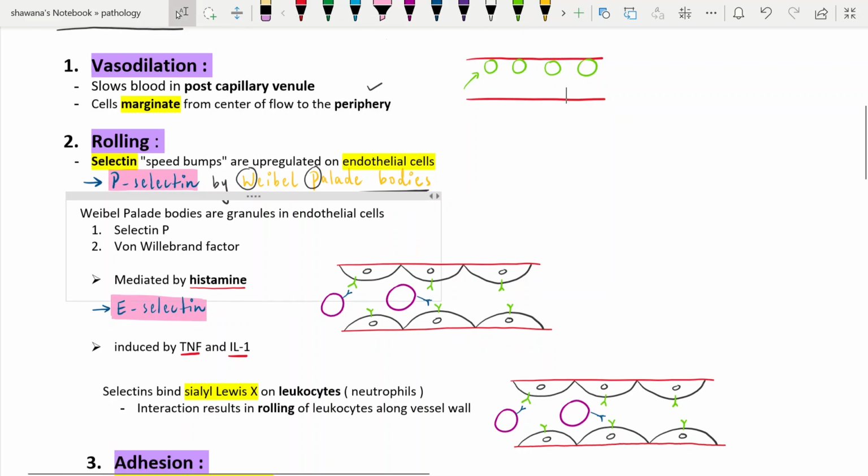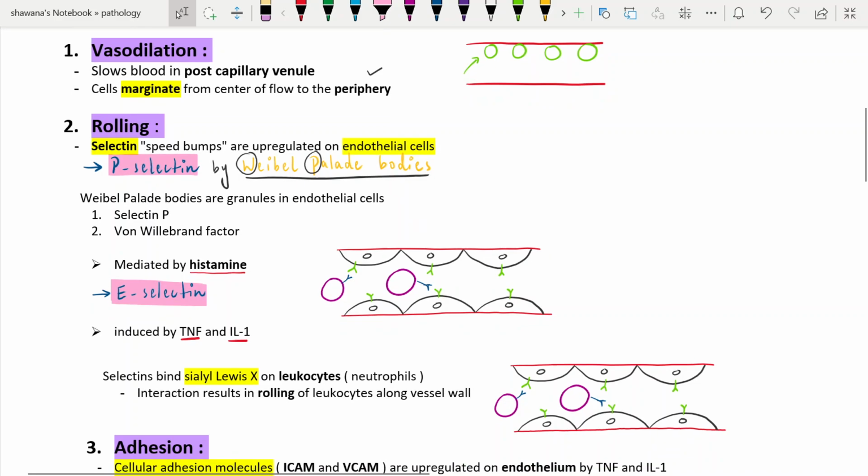The second step is rolling. What is rolling? Here, two important things you should keep in mind: there are two types of molecules that are upregulated on endothelial cells and the leukocytes. What are the molecules that are expressed on the endothelial cells? These are known as selectins. And what are the molecules that are upregulated on leukocytes? It's sialyl Lewis X. I will explain that.